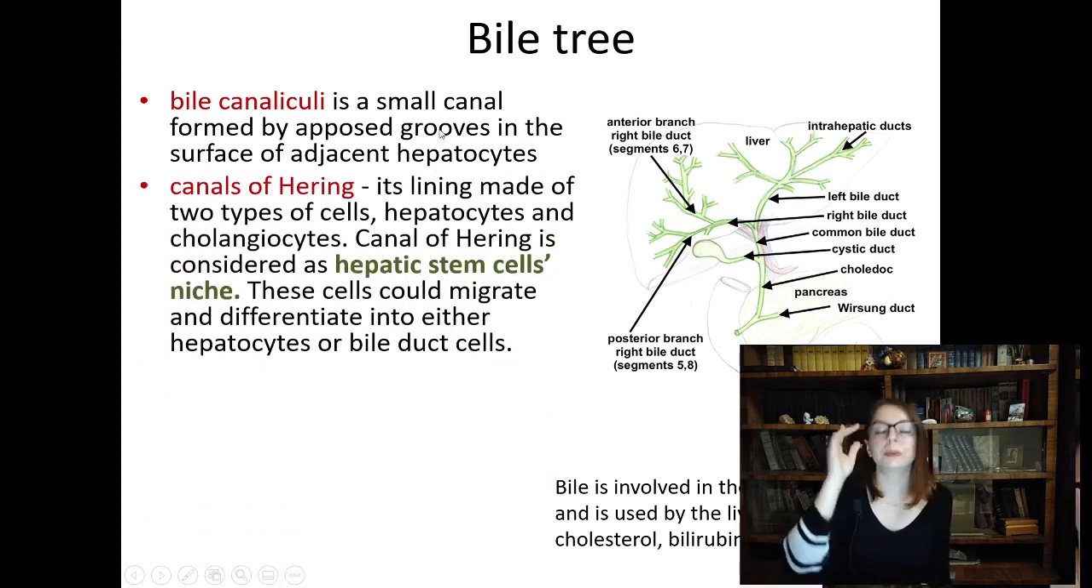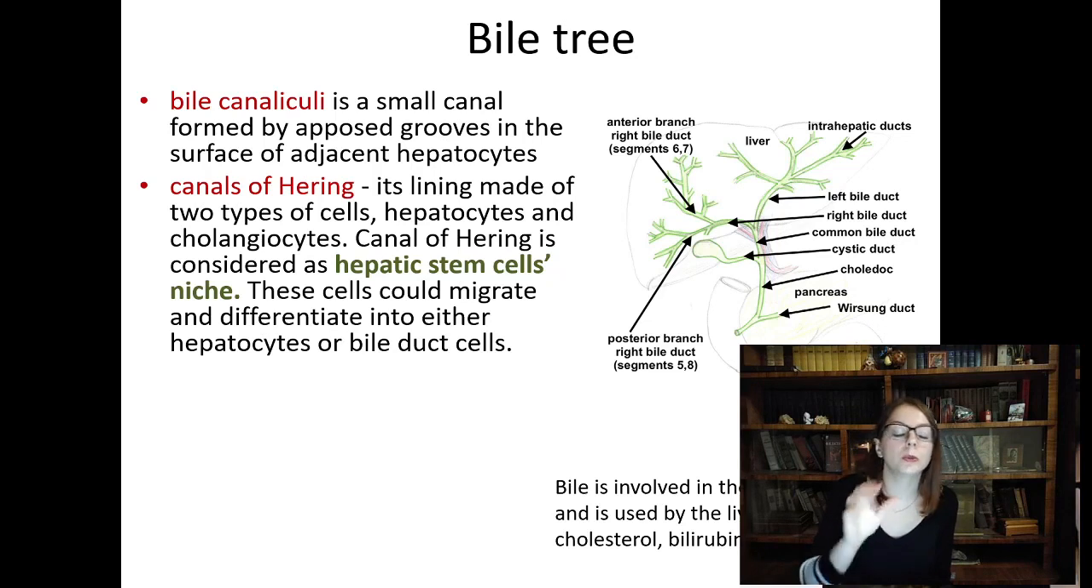And after that, the canals of Hering are located, and we should pay special attention to this site of the liver, because you know regenerative medicine is one of the very promising tools in modern medicine. So canals of Hering are interesting because this is the hepatic stem cell niche. It contains stem cells which can give rise both to hepatocytes and the bile duct system. So by division, they may replace hepatocytes. You know that hepatocytes themselves can divide, and the liver has very high regenerative capacity.